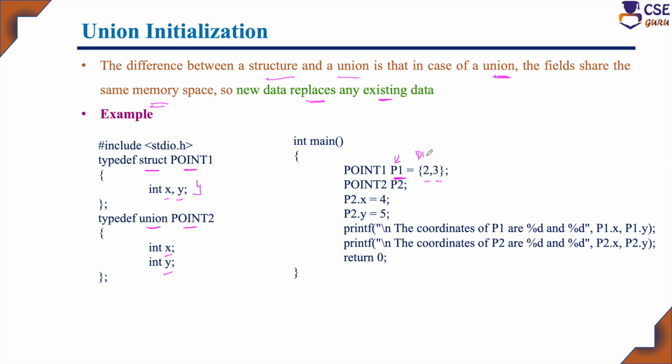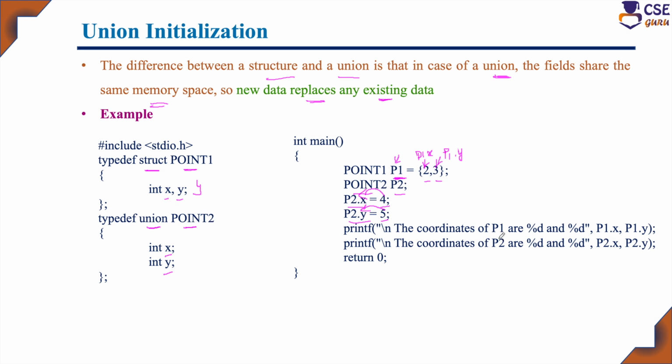So here p1.x will be assigned 2 and p1.y will be assigned 3. Okay. Then you are declaring point p2. This is the union variable name. p2.x you are assigning as 4, and p2.y you are assigning as 5. Okay.